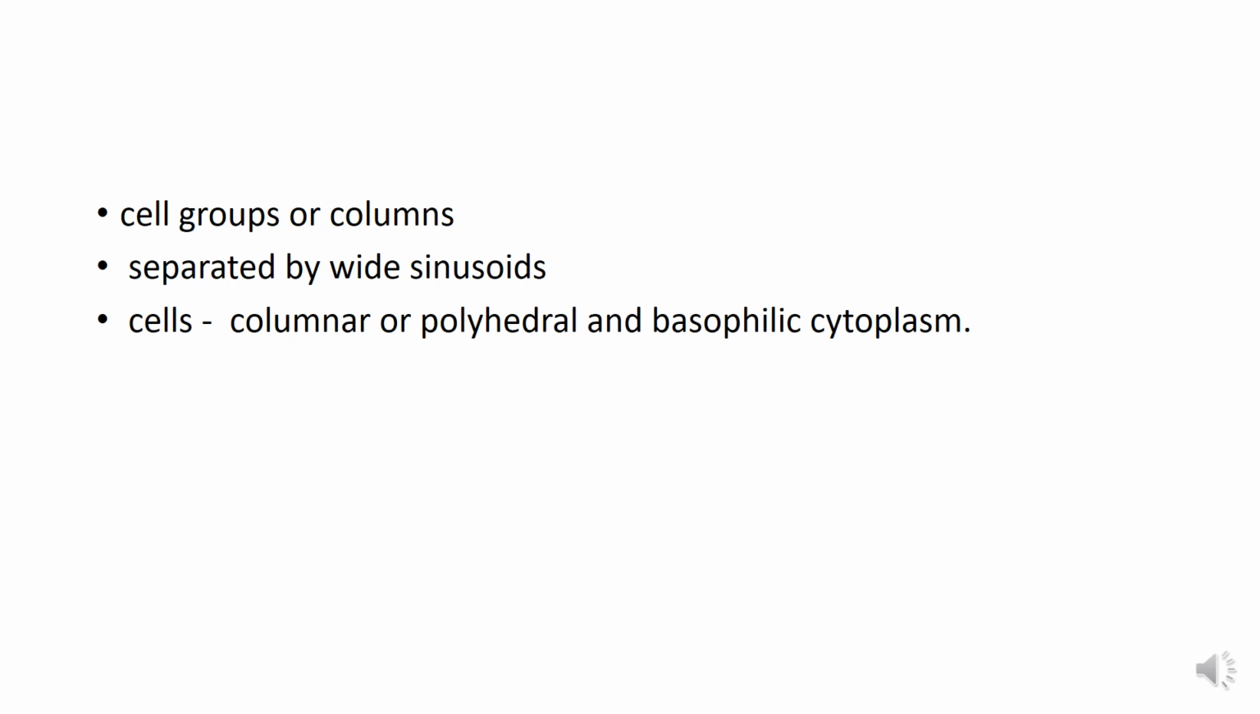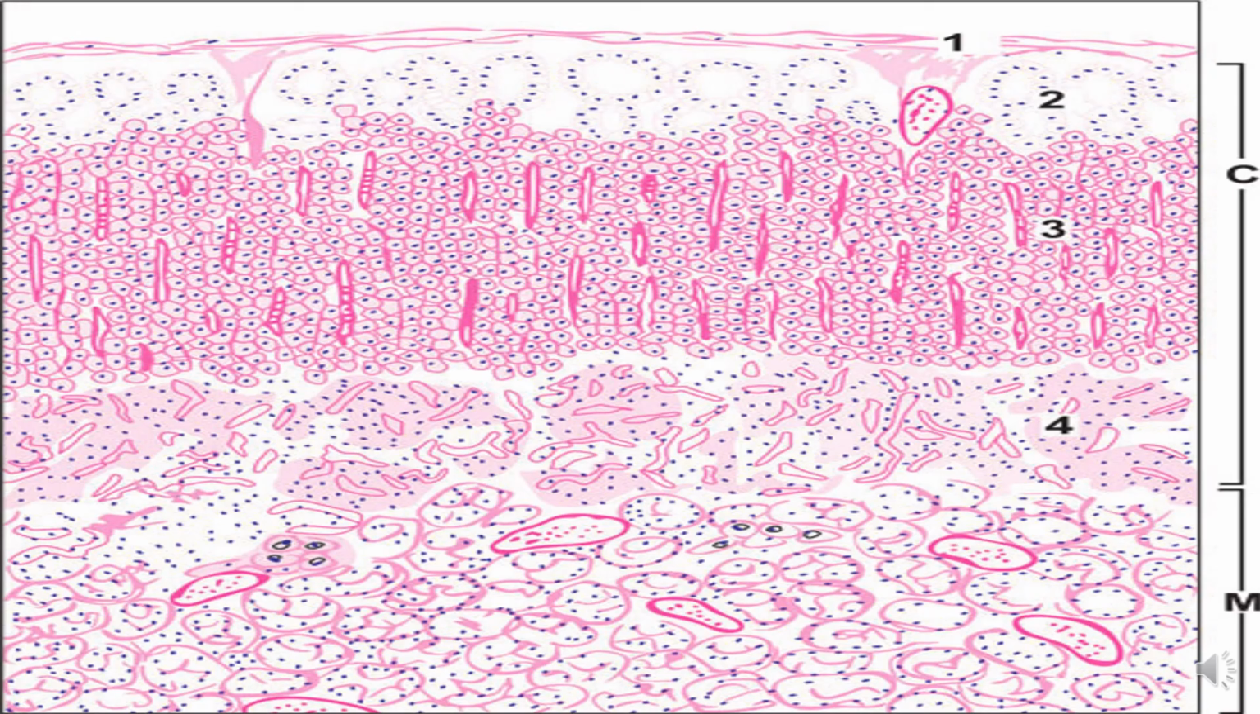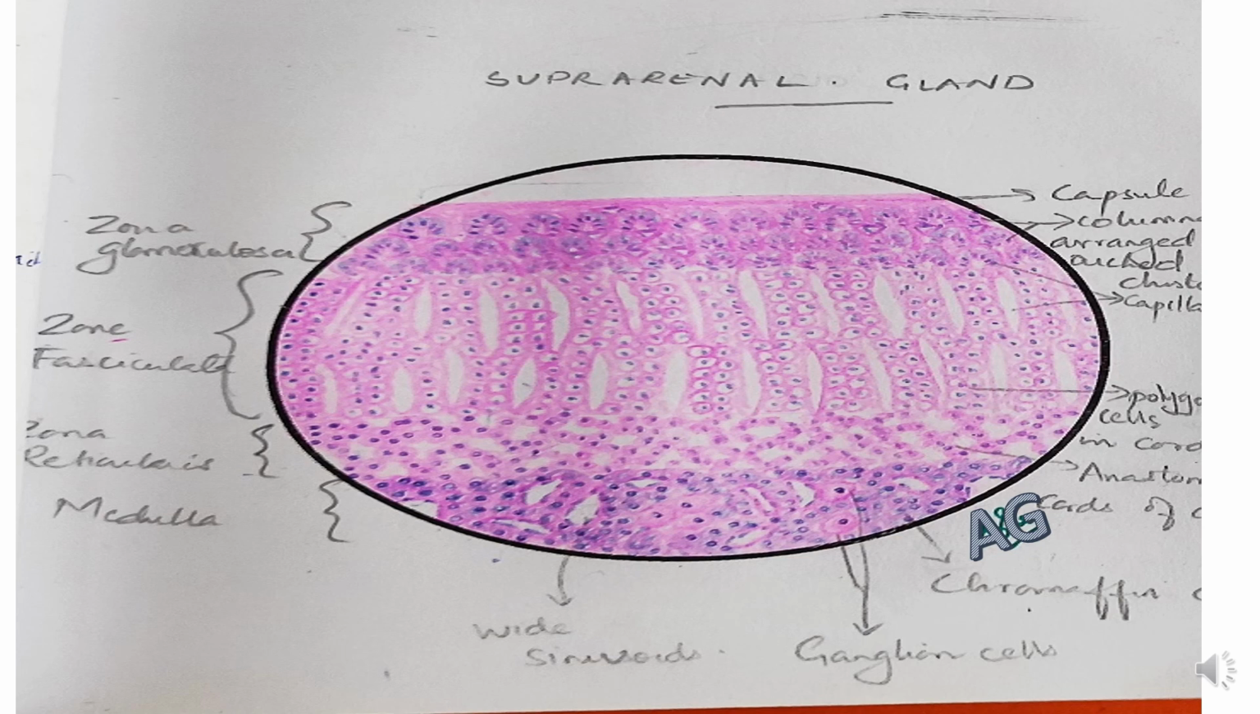In adrenal medulla, again cells are arranged in groups or columns separated by wide sinusoids, and cells are columnar or polyhedral and have basophilic cytoplasm. So this is the adrenal medulla. Cells are arranged in groups or cords with intervening sinusoids. So here you can see the groups or cords of cells with intervening sinusoids.